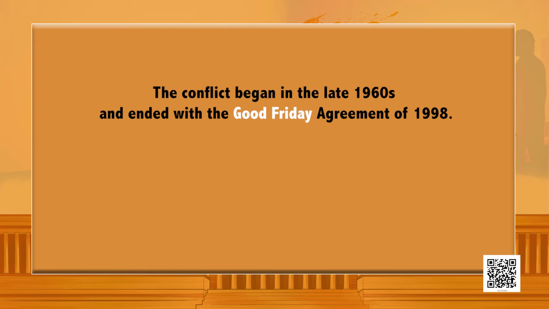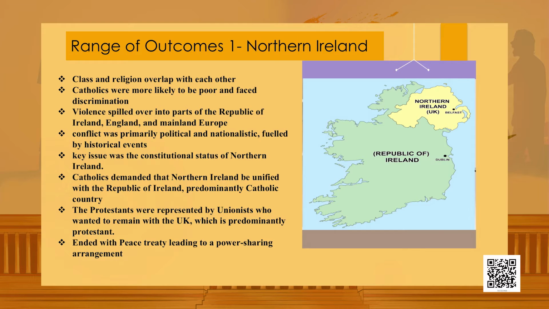The conflict began in the late 1960s and ended with the Good Friday Agreement of 1998. Marked by street fighting, sensational bombings, sniper attacks and roadblocks, the confrontation had the characteristics of a civil war. Although the troubles primarily took place in Northern Ireland, at times the violence spilled over into parts of the Republic of Ireland, England and mainland Europe. The conflict was primarily political and nationalistic, fueled by historical events. A key issue was the constitutional status of Northern Ireland.